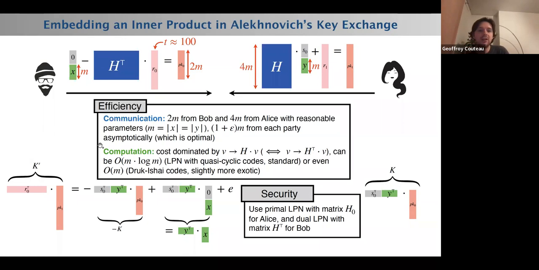So that's quite good. And in computation, the cost is of course dominated by the big matrix multiplication. If you take standard variants of LPN, such as LPN using quasi-cyclic codes, a standard variant that has been used in a bunch of NIST submissions and many other works, then you get quasi-linear computation in m. And using some slightly more exotic variants of LPN, such as LPN for Druk-Ishai codes, you can actually make it strictly linear in m. So strictly linear computation is also a nice feature that's not easy to have with other protocols. And security is exactly as in Alekhnovich key exchange.